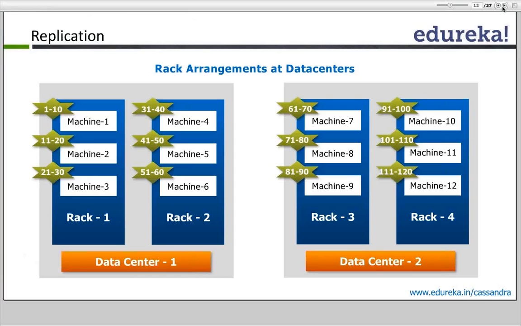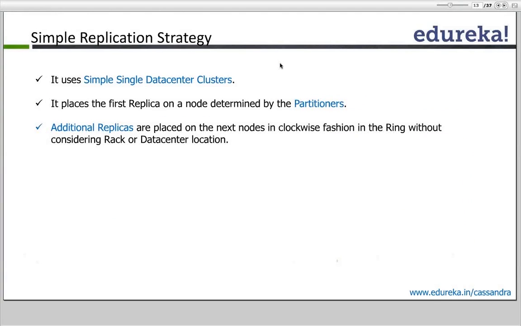Simple replication strategy says that, basically, you have several partitioners which help in partitioning the data inside Cassandra, very similar to most of the other systems out there. The partitioners divide the data into multiple partitions, and then they give one partition as ownership to one of the nodes. Then the replicas of that partition will be stored in the other nodes. How do the additional replicas get stored? In the simple replication strategy, on the next nodes in the clockwise fashion in the ring.